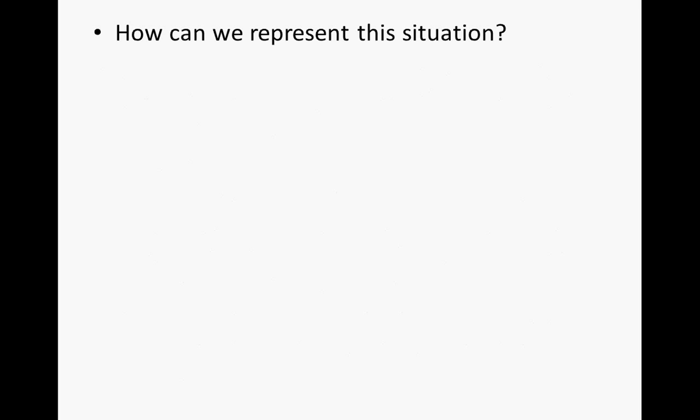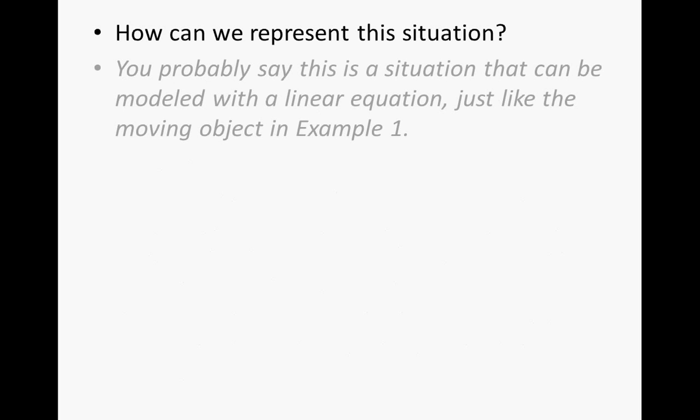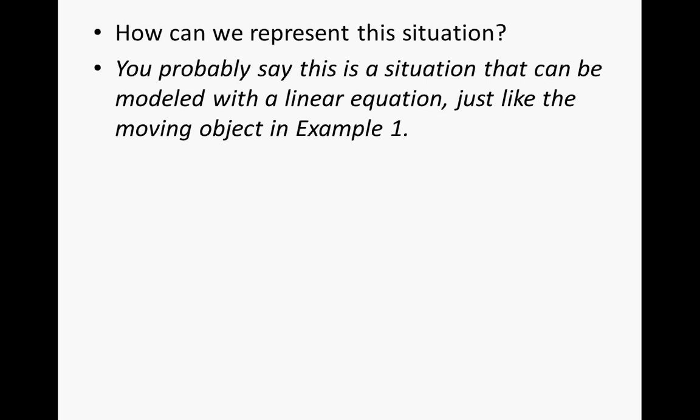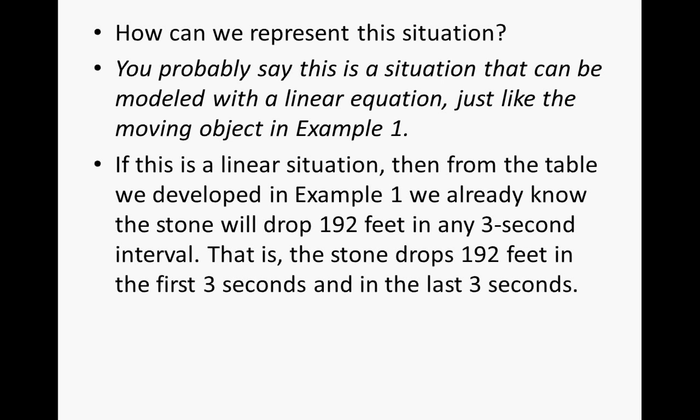So how can we represent this situation? Well, you probably say that this is a situation that can be modeled with a linear equation, just like the moving object in example 1. So if this is a linear situation, then from the table we have developed in example 1, we already know that the stone will drop 192 feet in any 3-second interval. That is, the stone drops 192 feet in the first 3 seconds, or if we were counting the last 3 seconds, it would also be 192 feet.